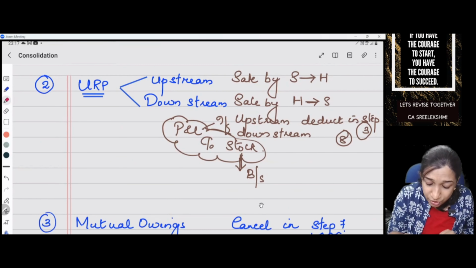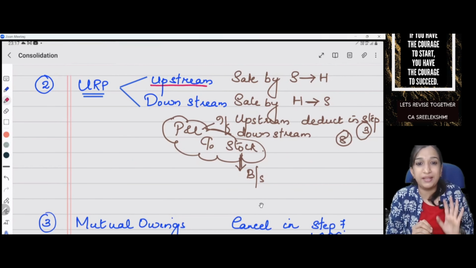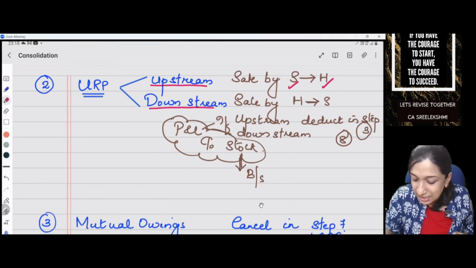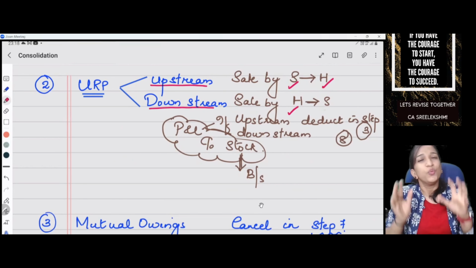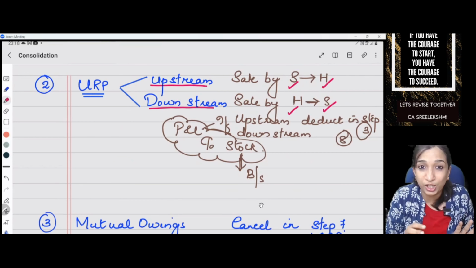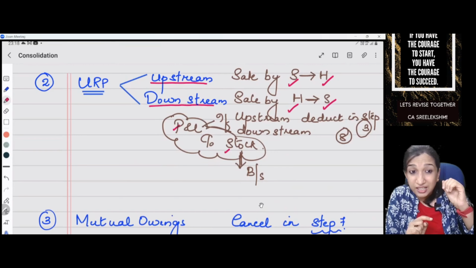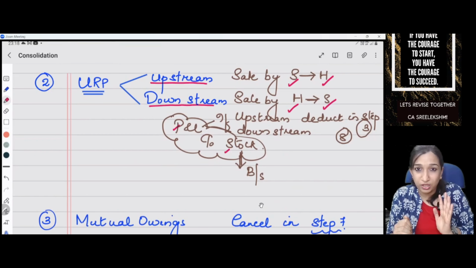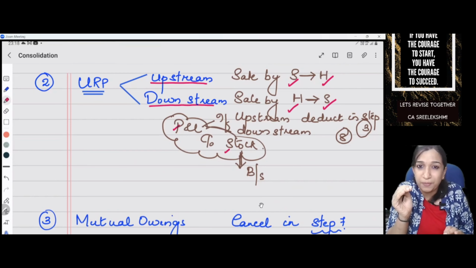Intercompany transactions are divided into two, upstream and downstream. Upstream means sale by subsidiary to holding. Downstream means sale by holding to subsidiary. Whether it is up or down, eliminate URP. And what is the journal entry for eliminating URP? Debit P&L, credit stock. If subsidiary sold to holding, subsidiary's profit is more and holding company's closing stock is more. Reduce P&L, reduce stock. If it is downstream, holding company's profit is more. Reduce holding company's profits and stock from the balance sheet.